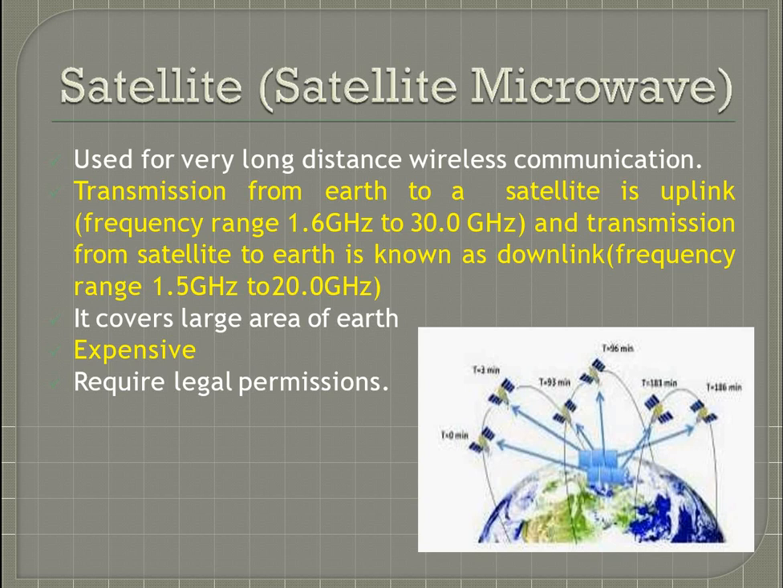In satellite communication, an earth station has a satellite dish which functions as an antenna to transmit and receive data from satellites. As I told, when data is transmitted from an earth station to a satellite, it is known as uplink, and when transmission takes place from a satellite to an earth station, it is known as downlink.